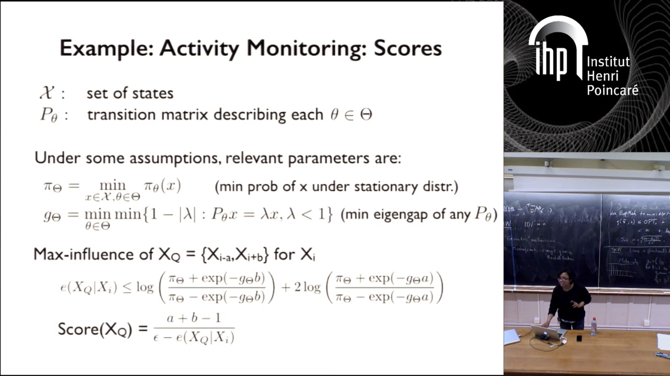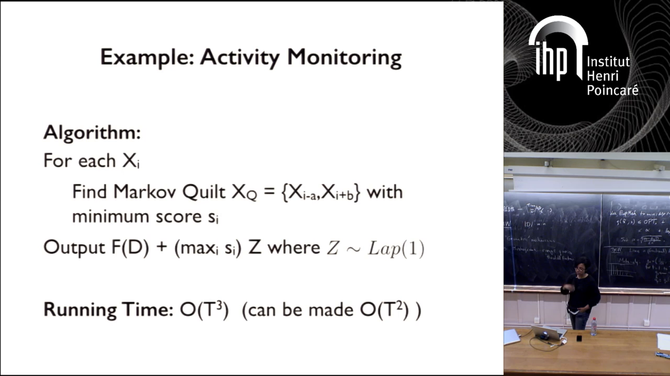Let's build some intuition. If the chain is slow mixing, then you expect this max influence to go down slowly, so it will be relatively large. Whereas if it's fast mixing, or if it's independent, let's say the max influence is zero. So that's the intuition, and then this is your algorithm. If you run it brute force, then it can be O(T cubed). But you can do some optimizations and bring it down to T squared.